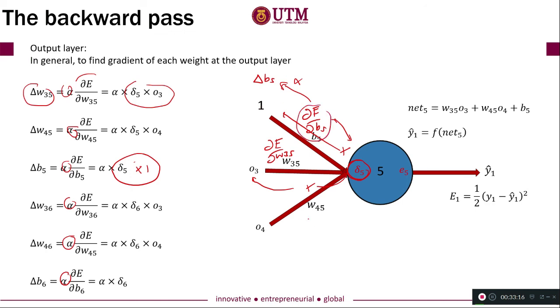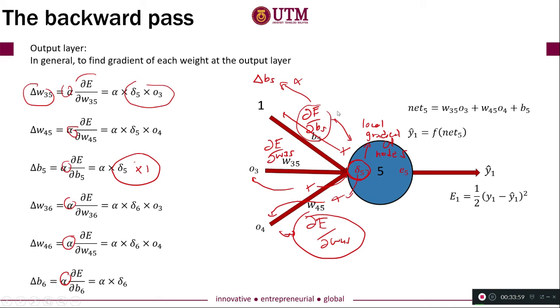And then again to find del E over del W45, delta 5 multiplied with O4, then you get this one. So you can see that is the pattern. That's why I introduced to you this delta 5, which is a local gradient. It's a local gradient inside this node, the local gradient of node 5. It's beneficial for you to generalize everything.